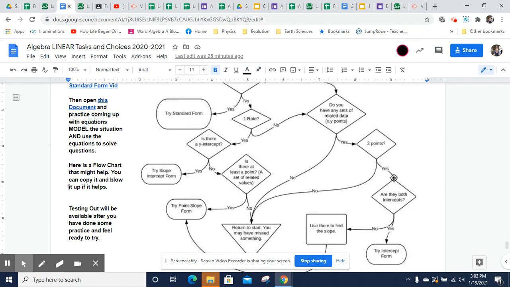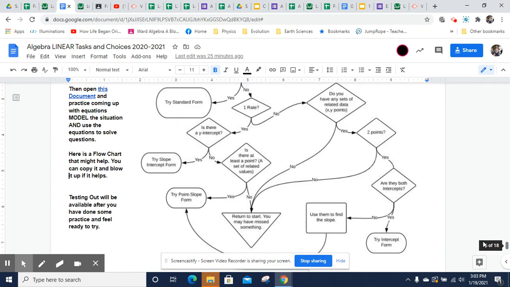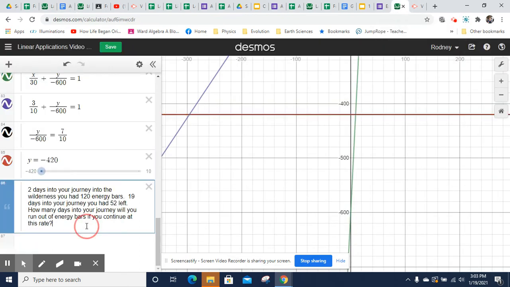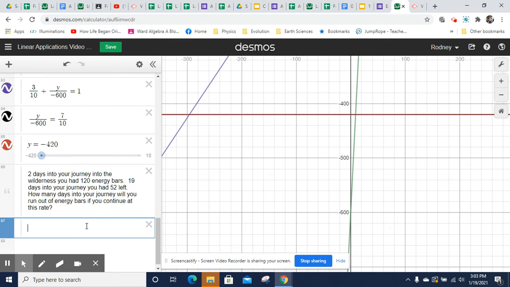So yes. Are they both intercepts? Neither of them are intercepts. So let's go with no. Use them to find the slope. And then if we use them to find the slope, then follow this arrow to try the point slope form. So let's try that point slope form. I'm going to encourage you to pause this video and see if you can work that out. And then I'm going to work it out myself, assuming you paused.